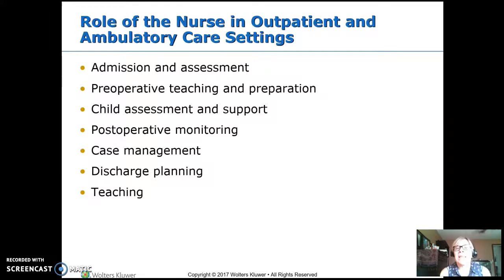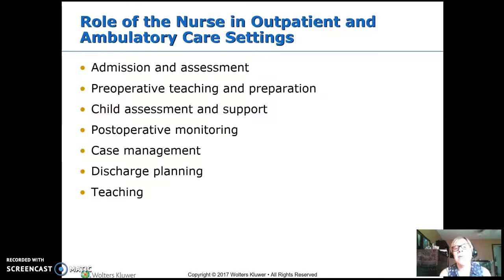So the role of the nurse in outpatient and ambulatory care. This is a child who comes in and has a procedure or surgery done and is sent home the same day. So there is a lot to do. They come in, we've got to do that admission assessment, any pre-op teaching and preparation. We want the child to know what they're going to have done, and we have just a short time there to make sure they're not overly anxious or frightened or imagining things that are far worse than what will really happen.